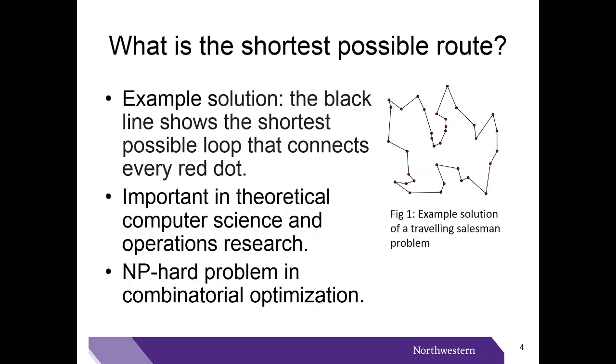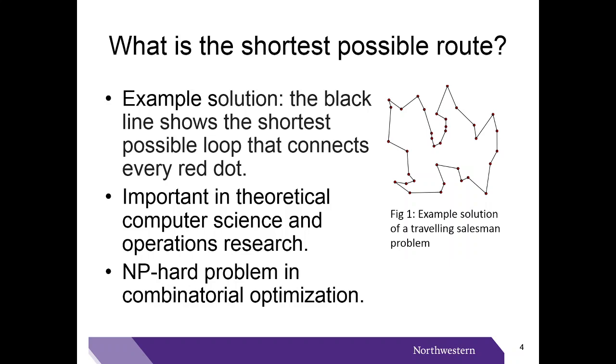The basic problem asks, what is the shortest possible route? Figure 1 is an example problem with a solution. It shows the destinations as the red dots and the black lines are the routes. Together, all the lines should add up to the shortest route for an optimum solution.